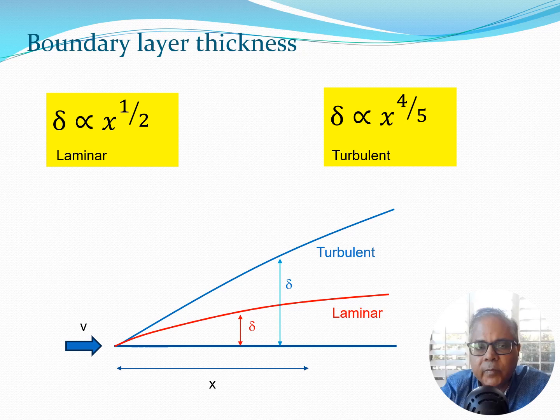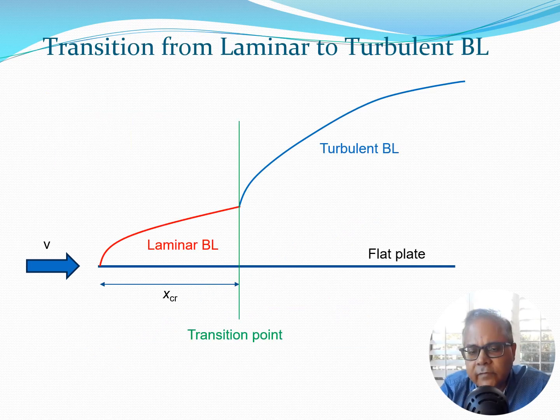Now there is a very important phenomenon which takes place, which is that the laminar boundary layer after some time typically transitions into a turbulent boundary layer. And so if we were to do an experiment with a flat plate, we will see that after a certain point known as the transition point, the laminar boundary layer would become a turbulent boundary layer.